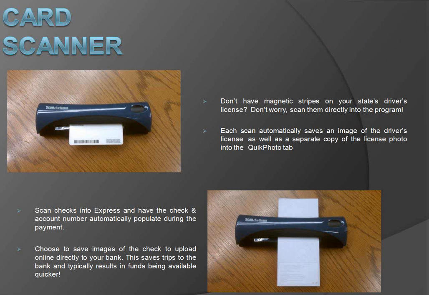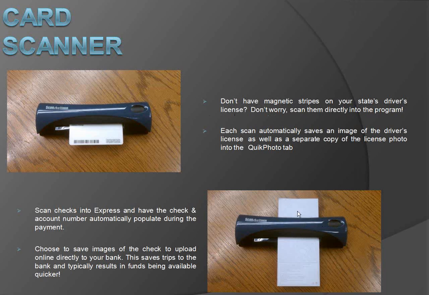As you can see here, you can insert a driver's license upside down. This does not have to have a special stripe on the back. Any type of United States license will work. The software that's built into it will be able to recognize and pull all of the information off the license and drop that directly into QuickStore.